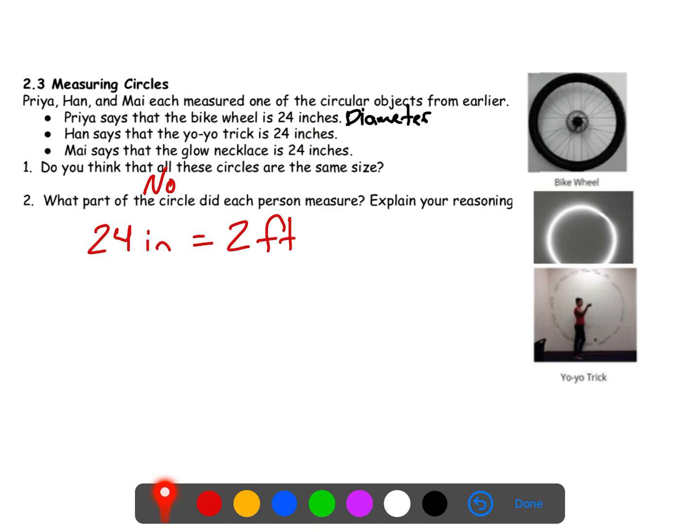Now let's talk about what Han said. So the yo-yo trick is 24 inches. This is the biggest circle that we're looking at compared to these 3. So it's definitely not going to be the distance around or the circumference. It's not even going to be the diameter because that would be too much. Think about the height of this person. This person's probably 4 to 5 feet tall, and the circle across the whole thing is at least 4 to 5 feet then. So what we must be talking about is from the center of this circle to the outside edge, or half of the diameter, and that would be called the radius.